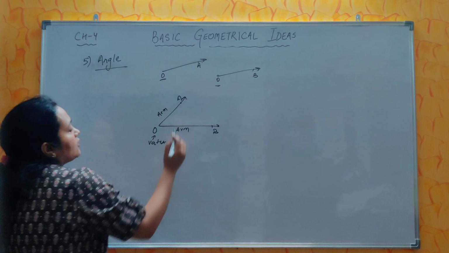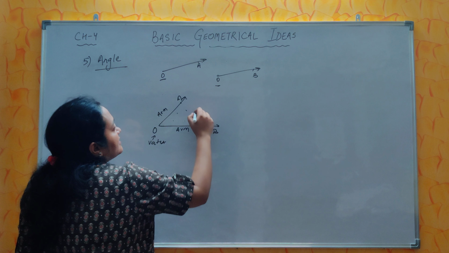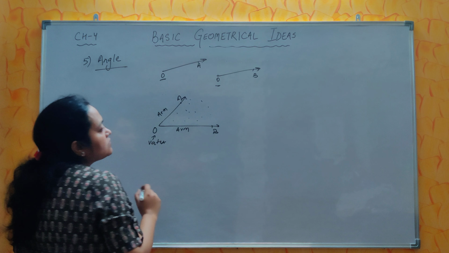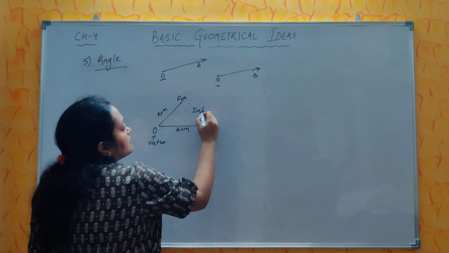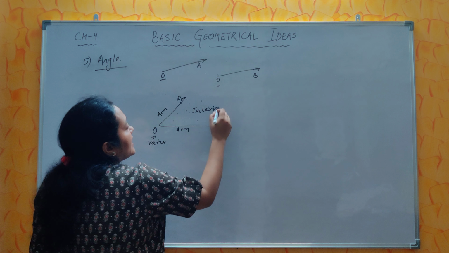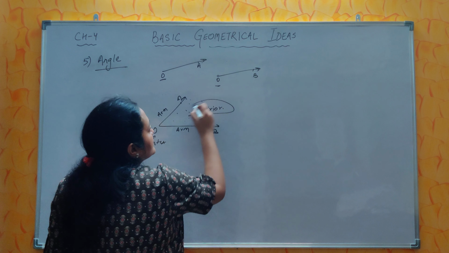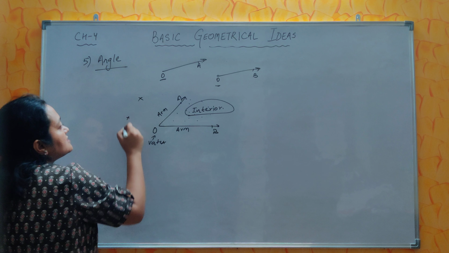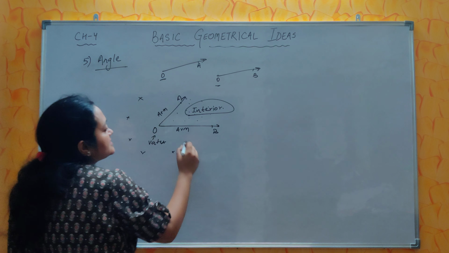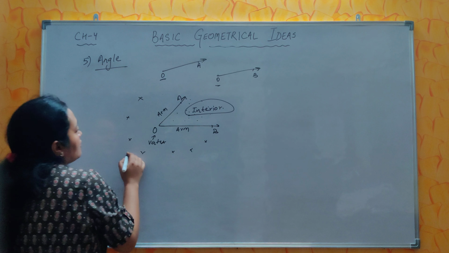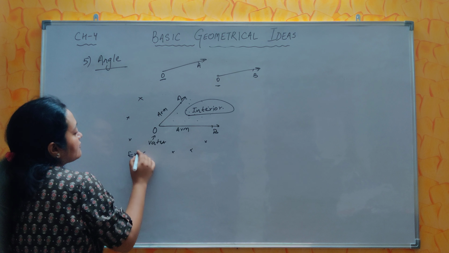All the points which lie between these two arms will be lying in the interior of this angle, and all the points which lie in this region form the exterior of the angle.